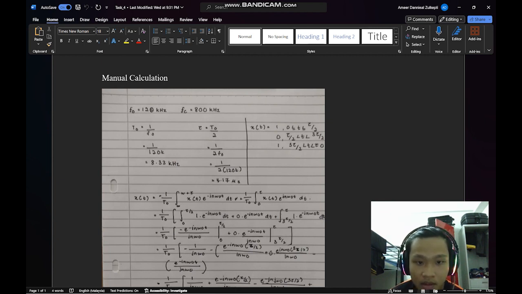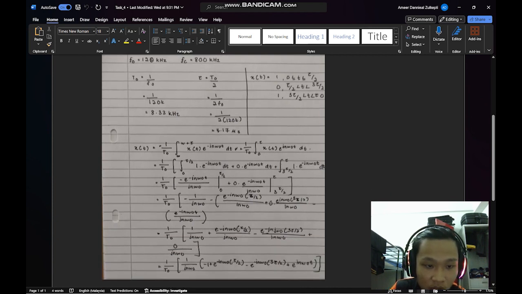After that, we need to find the tau, which equals TO over 2, which equals 1 over 2 FO. That equals 4.17 microseconds. Next, we need to find the T range, which we try to get from x(t), then substitute T with 3 different values, which are -1, 0, and 1, which will give this value.